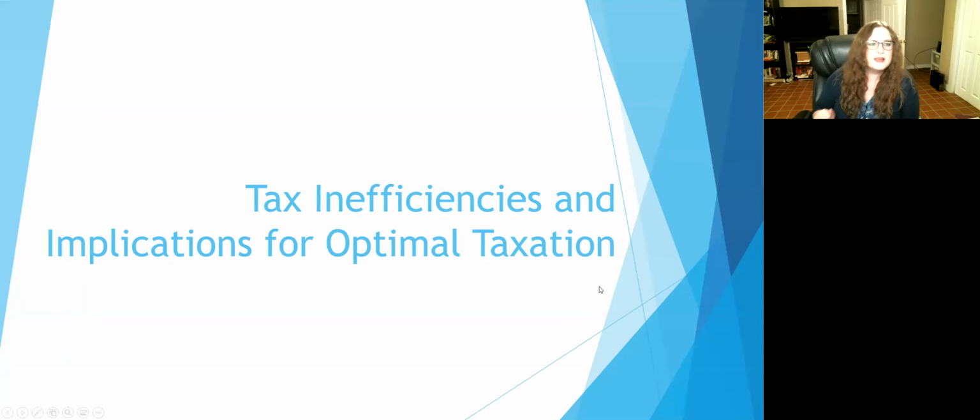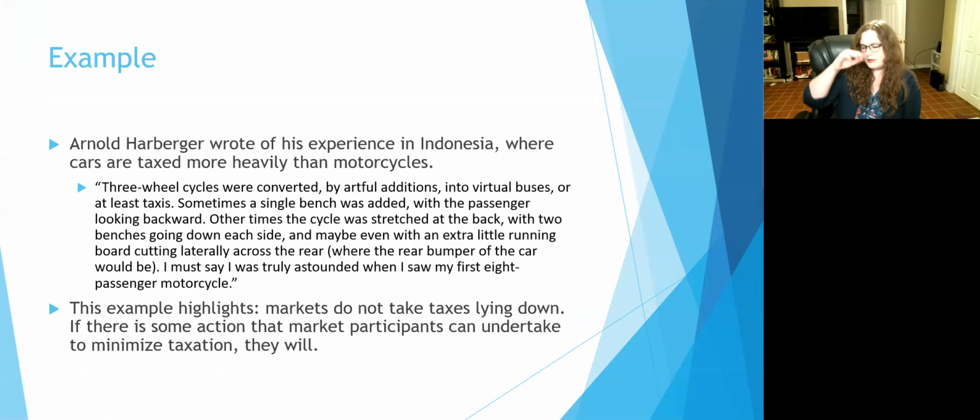Tax inefficiencies and implications for optimal taxation. I forgot to change the title a little bit. So let me start this off by setting the mood. Let's go back to a quote by Arnold Harberger. He's one of the original people who developed the idea of taxation and figuring out how we can get optimal taxation. He had said, with his experiences looking at different motorcycles in Indonesia, cars are taxed far more heavily than motorcycles in Indonesia. And this is what he said about his experience.